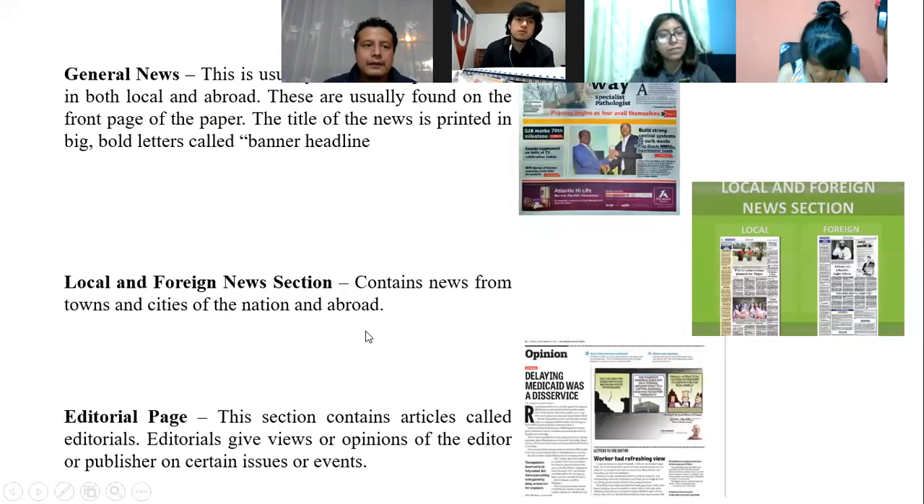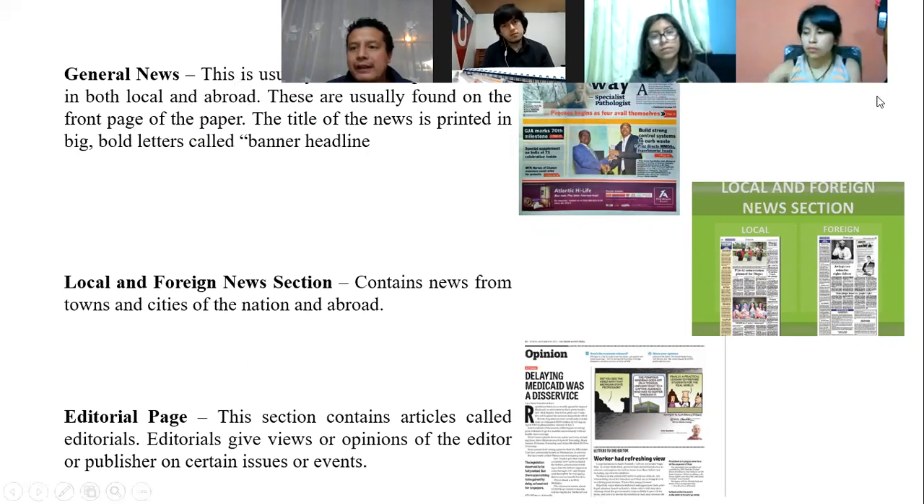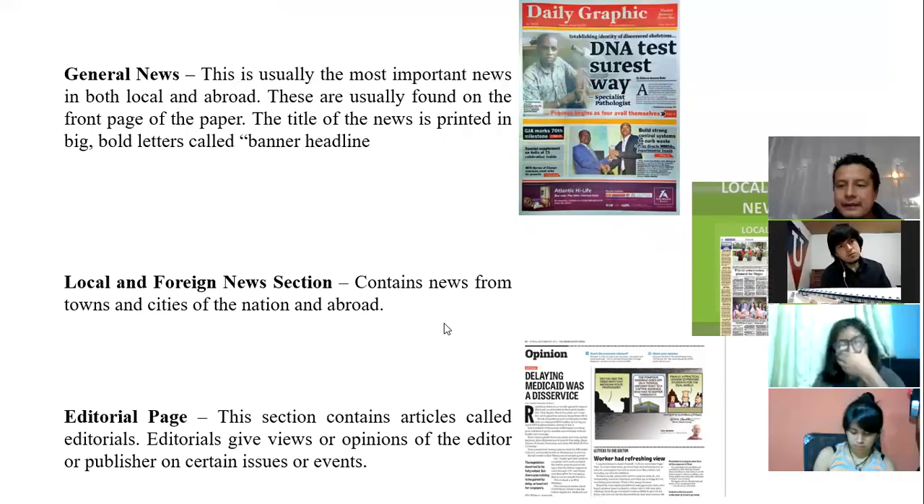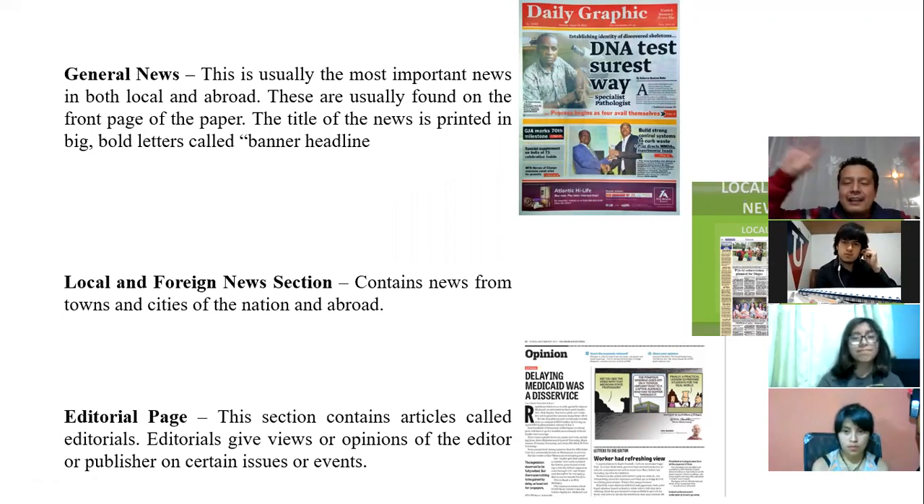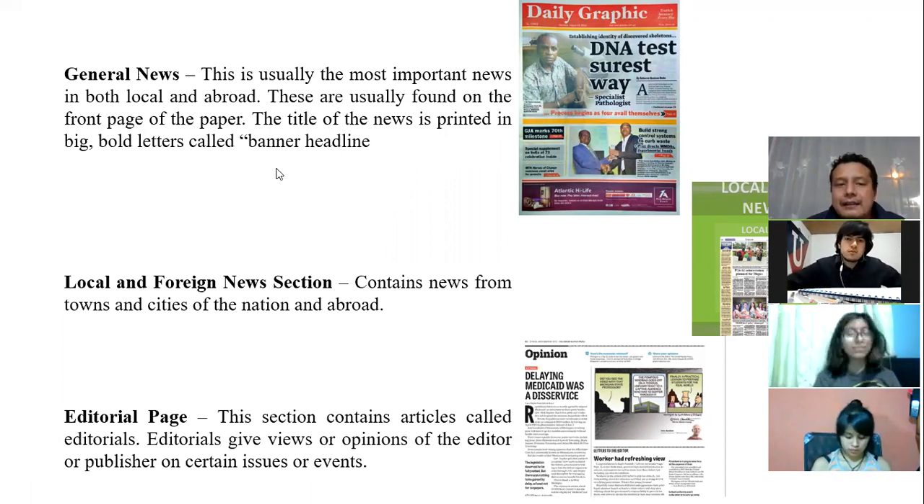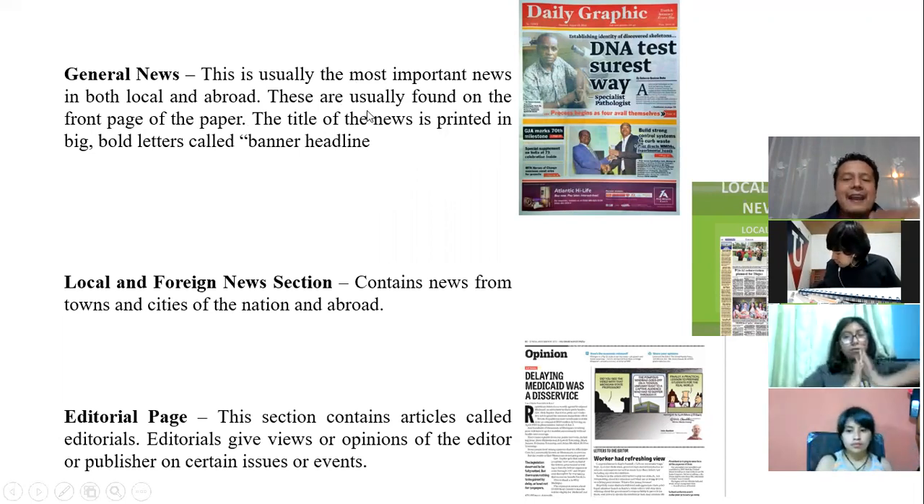Now we have this vocabulary about the sections of a newspaper. When we have a newspaper, we have different sections to read. In English, we have the general news. It is the first page in a newspaper. It's usually the most important news there, right? When you buy a newspaper, you can see the pictures and the titles. And this is a very important part of the newspaper because it's the face of the newspaper.